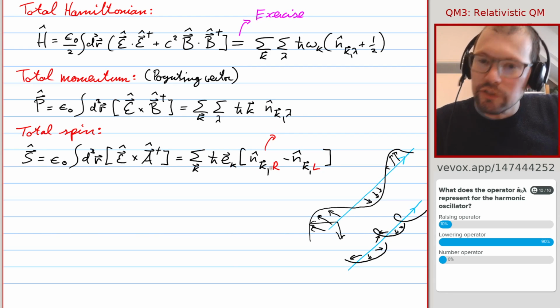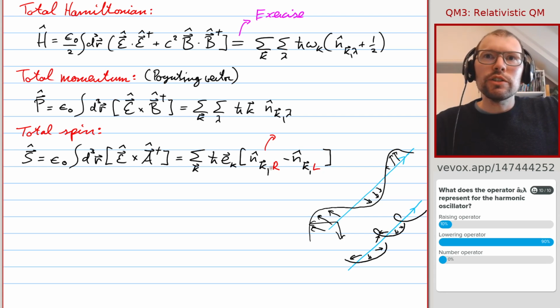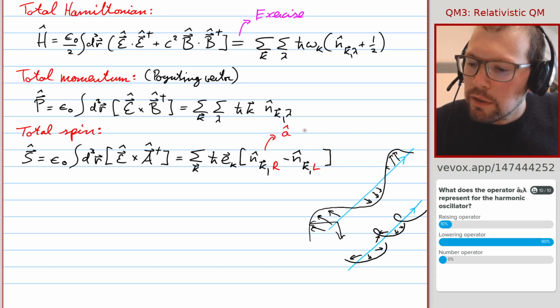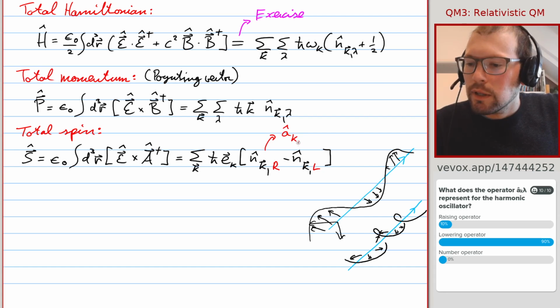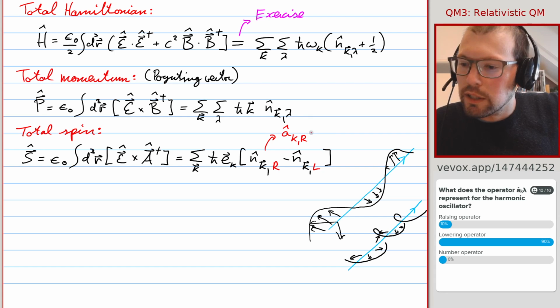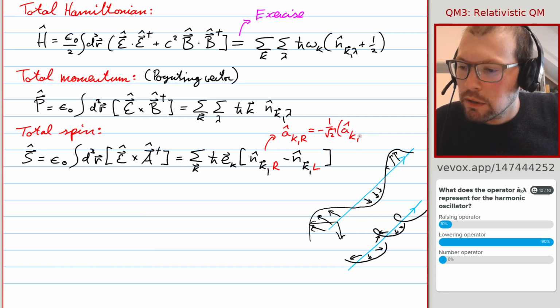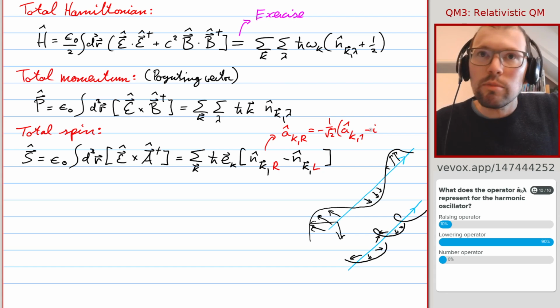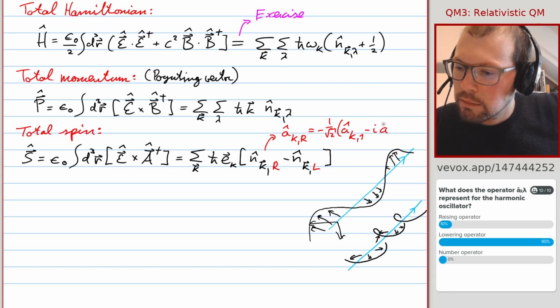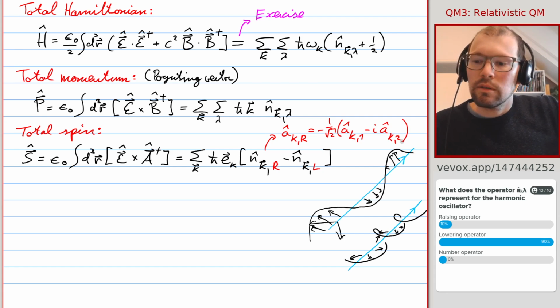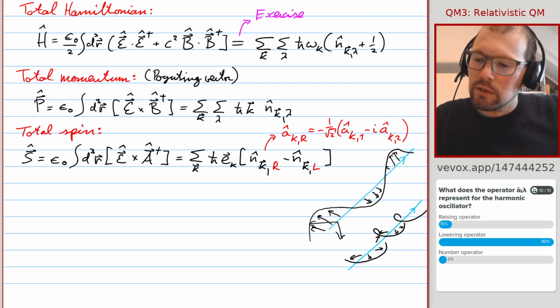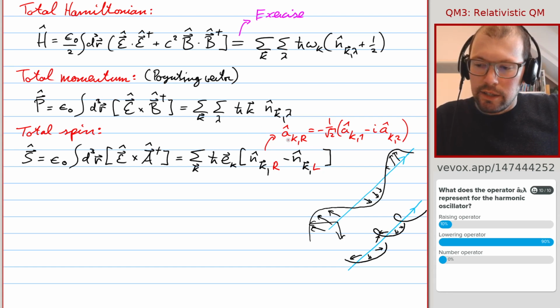So what really are these operators? Well, they're linear combinations. They're constructed from the annihilation and creation operators that are linear combinations of the two polarizations, with a complex phase in between. And then as usual, you get the number operator by taking a dagger A of this type.